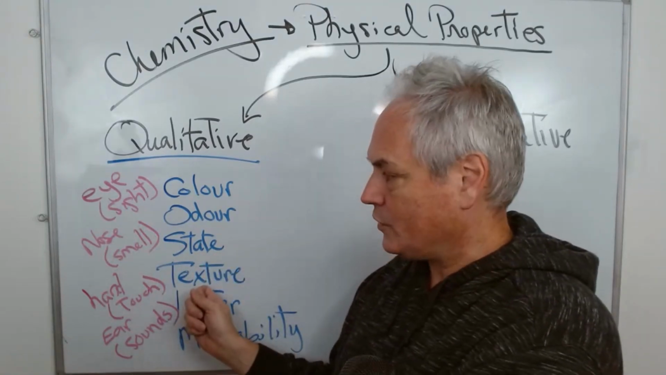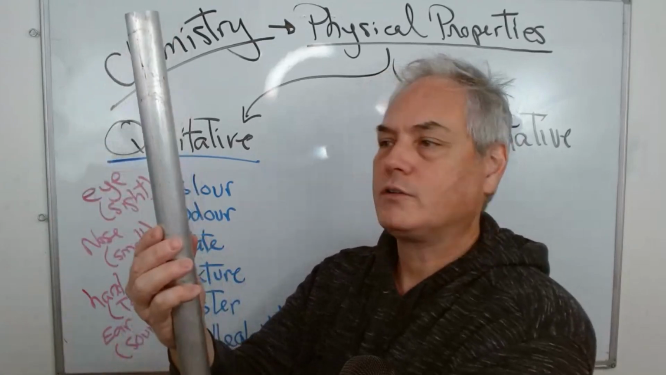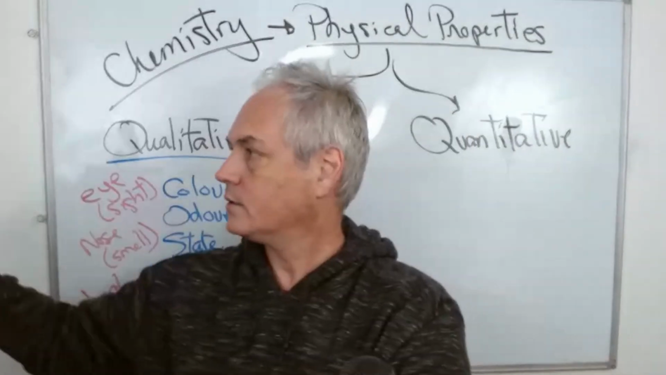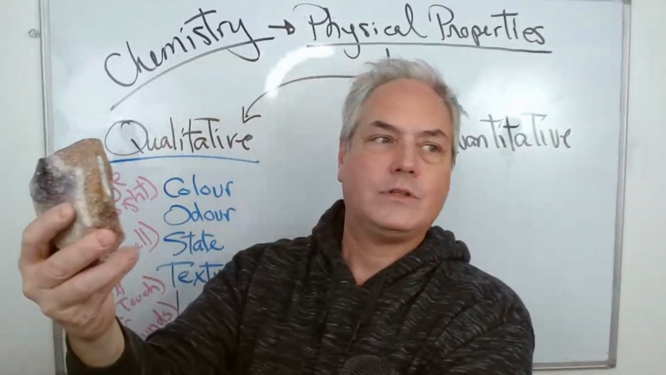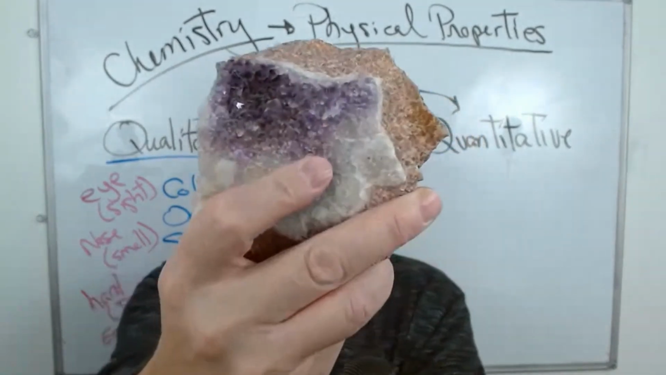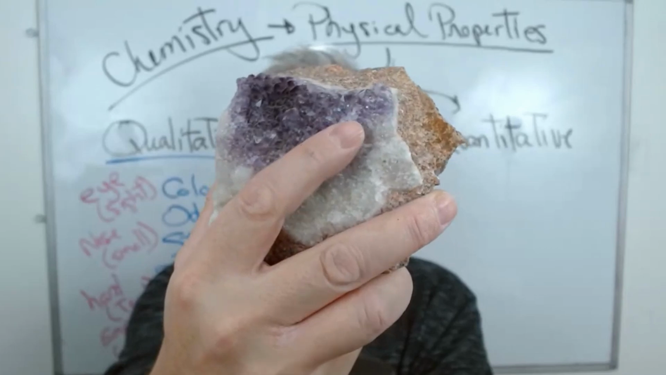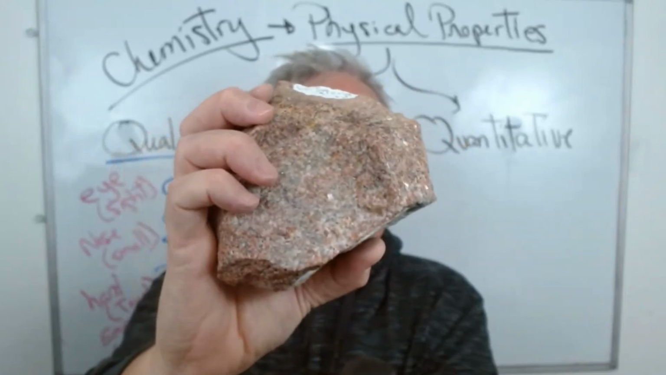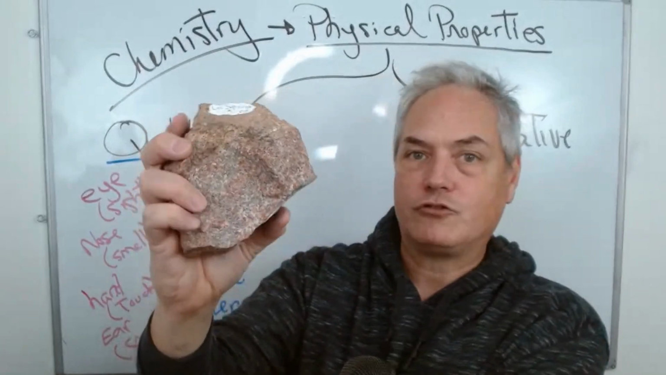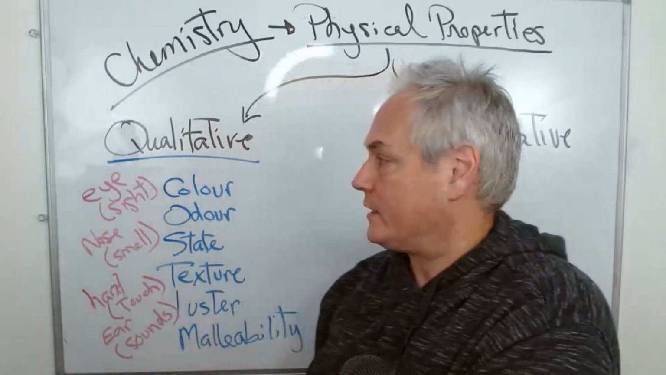We can also notice texture, for example, with your finger. If you take this rod right here, it is very smooth. I have a good example here. If you take the sample here, I have amethyst on this side, so it is a rough texture. And on the other side, you have a granite, which is also a rough texture. So smooth and rough is something that we can notice.